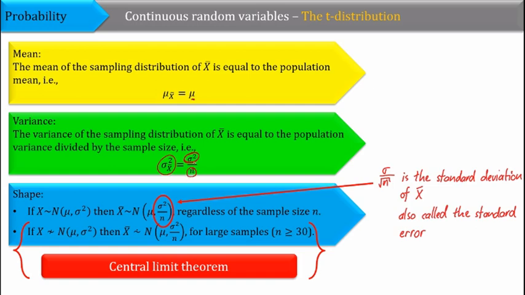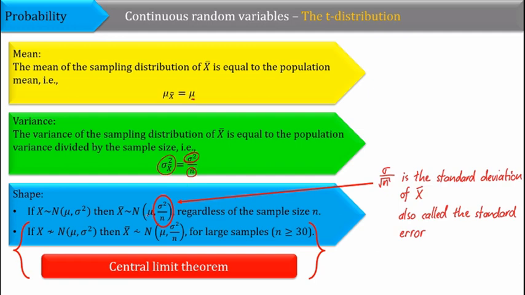Because the bigger the samples become, the more values we select from our population, and the closer the sample average becomes to the population mean. So because the sample average moves closer to the population mean as the sample size increases, it means that the variance of the means decreases.